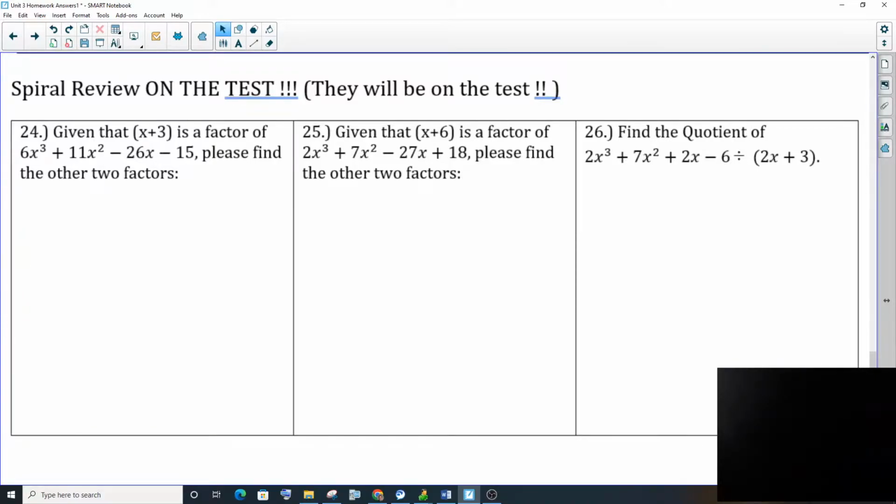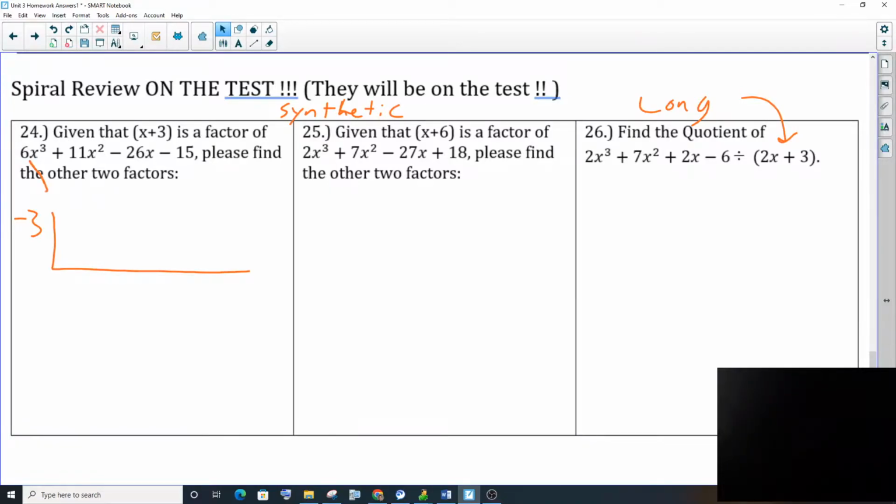All right. So given x plus 3 is a factor, and then the polynomial given to us, find the other two factors. So all you're going to do on both of these is use, I mean, you could use long division, but I really like synthetic division, and it goes pretty fast. I think 26 you have to use long division because that's kind of tough. But definitely these two you could use synthetic division and then factor your answers.